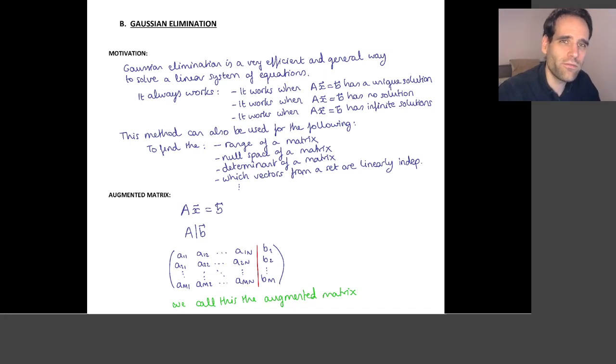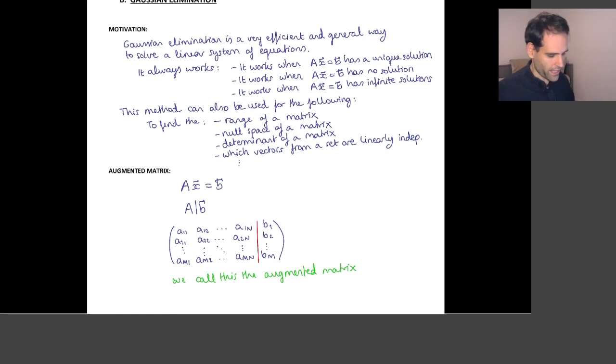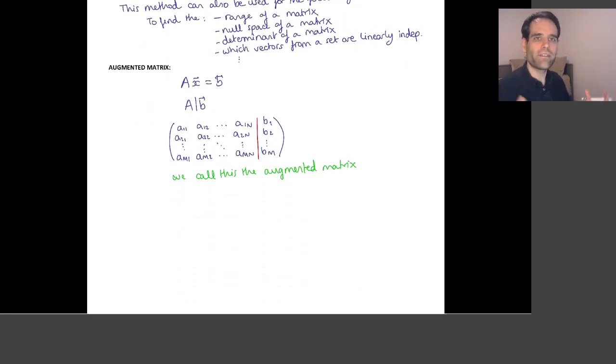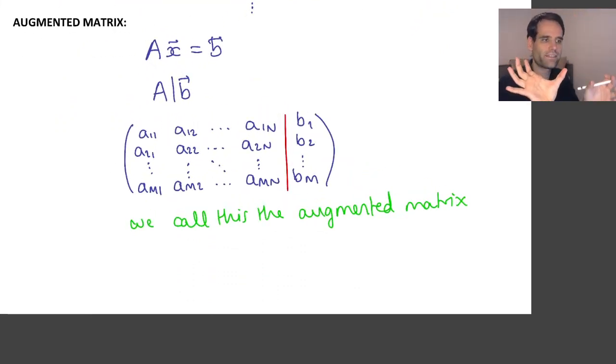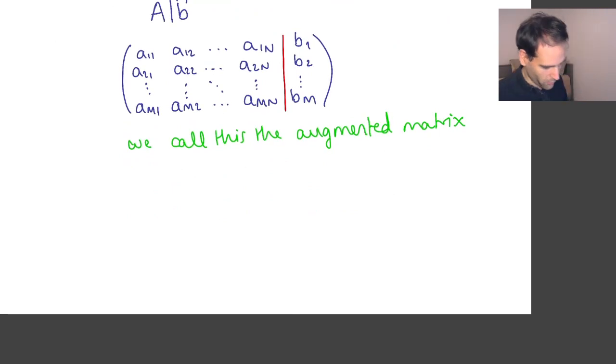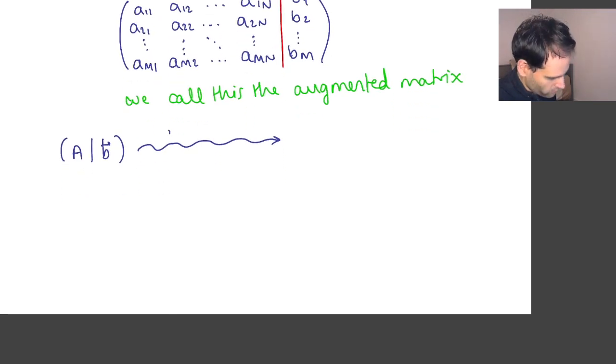So in Gaussian elimination, we start with our linear system of equations. We write it as AX equals B, but instead of writing AX equals B, we write the augmented matrix, in which we simply write the coefficients on the left and then the independent coefficients on the right. Okay, so we start with this augmented matrix, which we could call A line B, and we do Gaussian elimination, which is a series of operations which are called Gaussian steps.